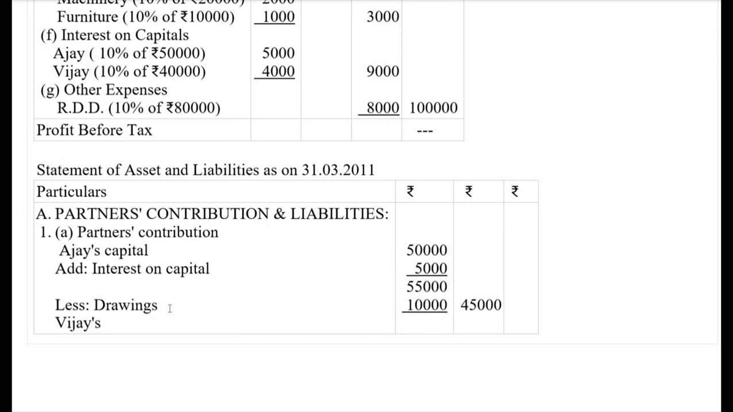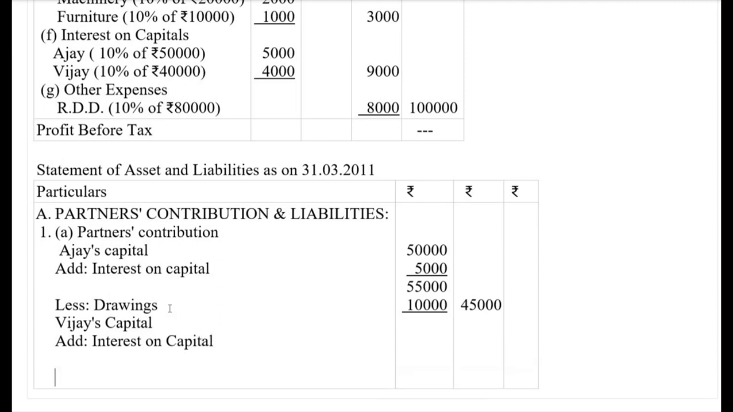Then Vijay's capital, to this we should add interest on capital less drawings. So Vijay's capital is rupees 40,000. So here 40,000, when the amount of interest on capital is rupees 4,000 here.